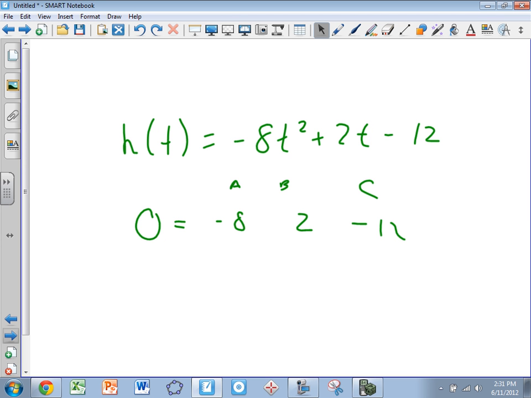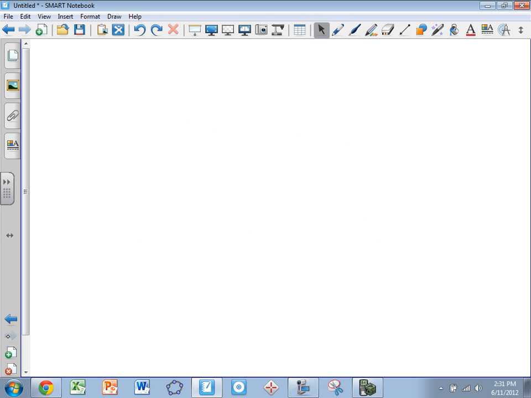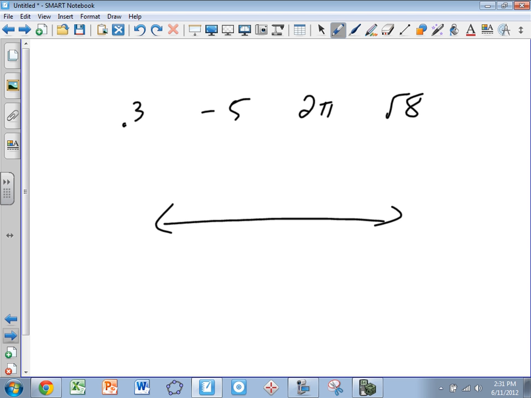Concept 1. You know any number is rational, irrational, real, non-real, know all that stuff. This is really basic, but I want to make sure we're clear. If you were given 0.3, -5, 2 pi, root 8 as your 4 numbers, and it said graph these on a number line in order from least to greatest, what's the easiest thing to do for these? Which is the smallest right away?